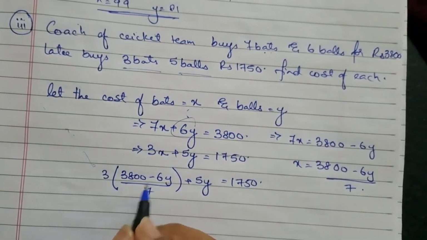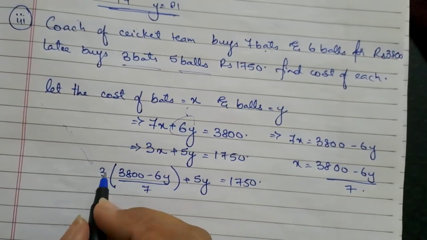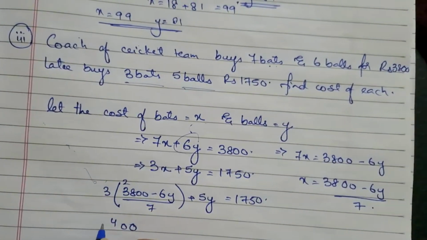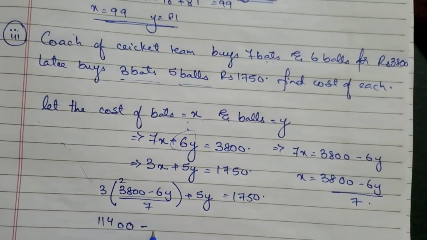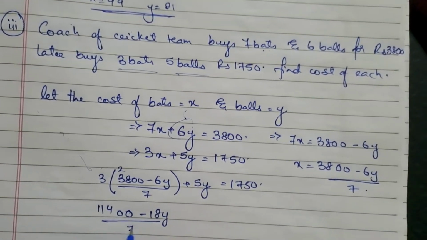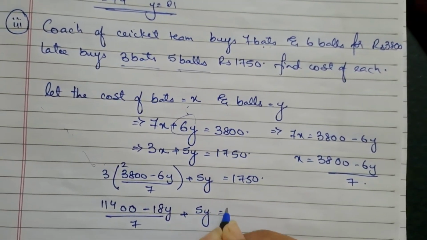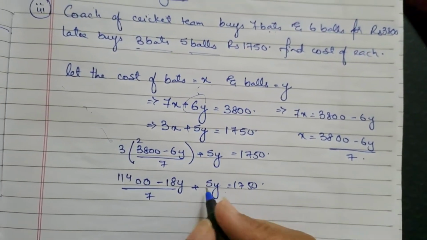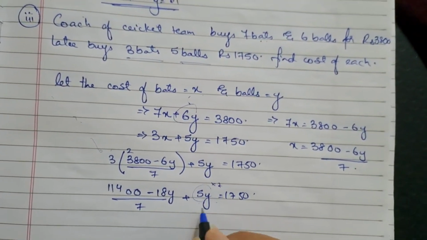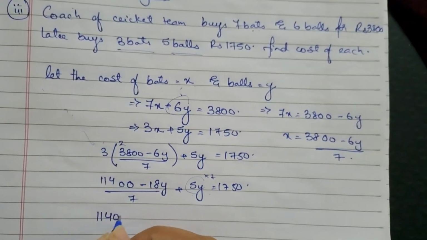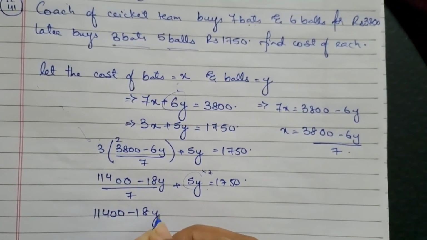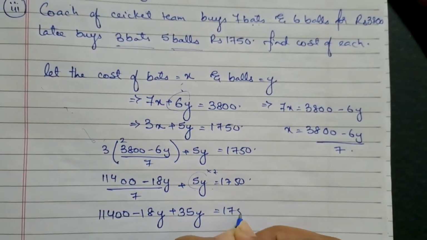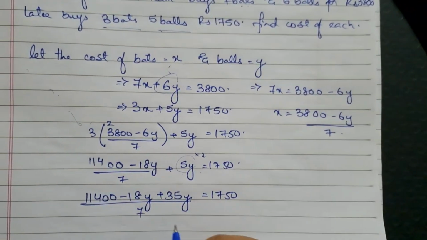Now this cannot be cancelled, so I'm going to multiply and then go ahead. 3 times 3800 is 11400, minus 18y, divided by 7, plus 5y is equal to 1750 is what I have. Now I want to take the LCM, make the denominator the same. So this will multiply with 7, isn't it? So 11400 minus 18y plus 35y is equal to 1750, and this is all having a denominator of 7.